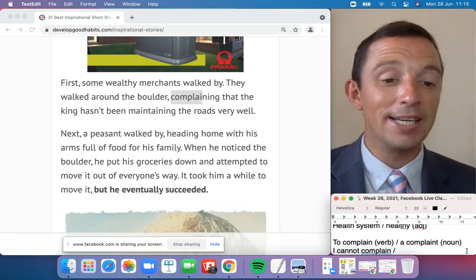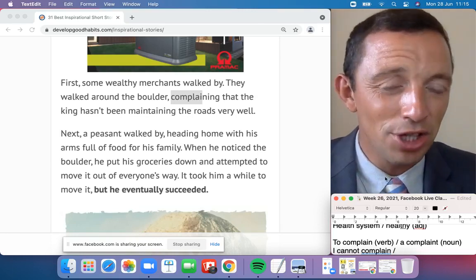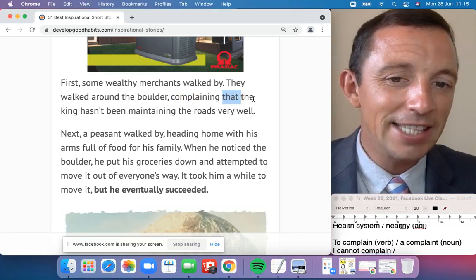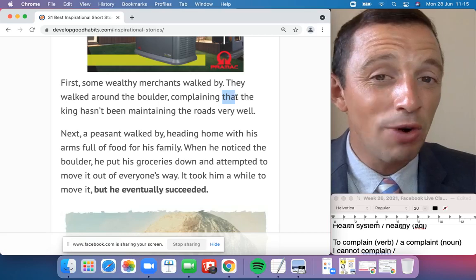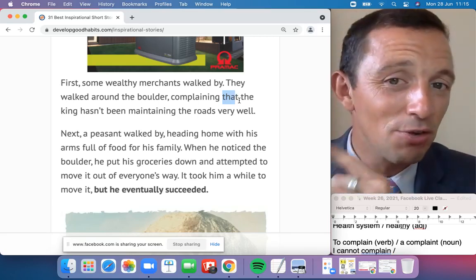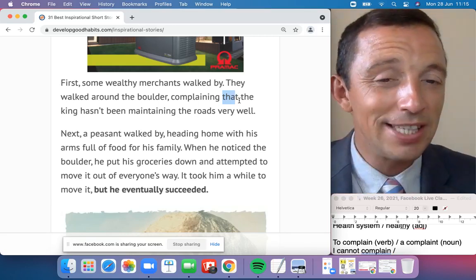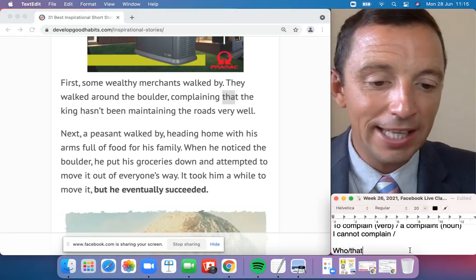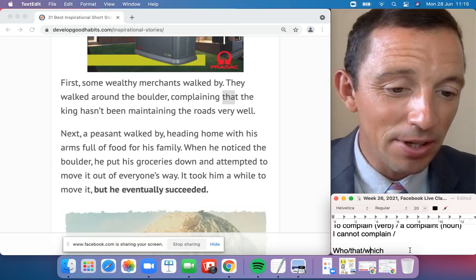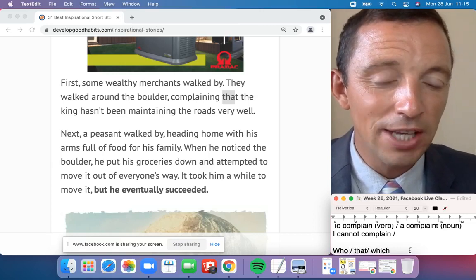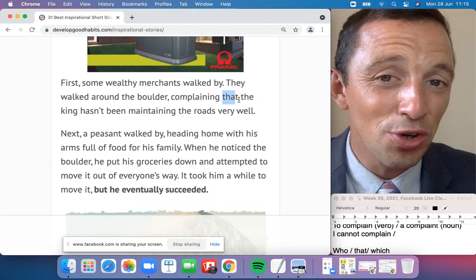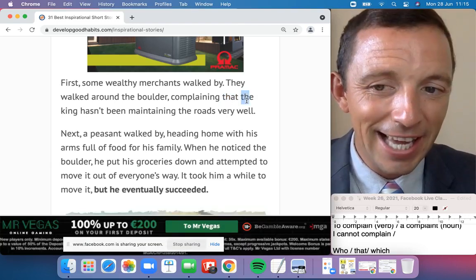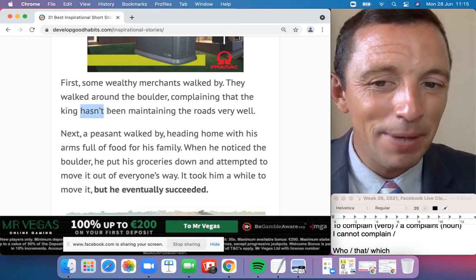So it is important, and here it's the gerundio, complaining, that, and then the king again is the subject. So that is another relative pronoun. The previous relative pronoun was who, but in this situation it's that or which. Okay, so you have who, that, which. They are the most typical relative pronouns, and in this situation it creates and introduces the new clause of the sentence. The king is the subject, hasn't been maintaining.